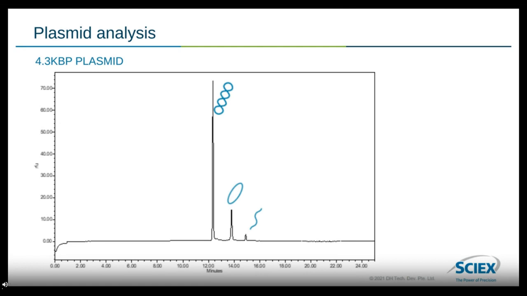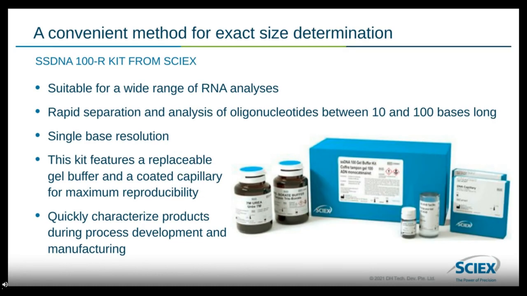Now we can easily analyze plasmids using CE technology, using that same double-stranded DNA 1000 kit actually. And this has been done for many, many years to monitor the different isoforms. But to characterize RNA, we need to take a slightly different approach. And in fact, we have a whole different kit just for that. Our single-stranded DNA 100R kit really harnesses the same capillary gel electrophoresis technology as our double-stranded DNA 1000 kit. But here we use a denaturant to limit the secondary structure of RNA to ensure a more accurate size estimation.